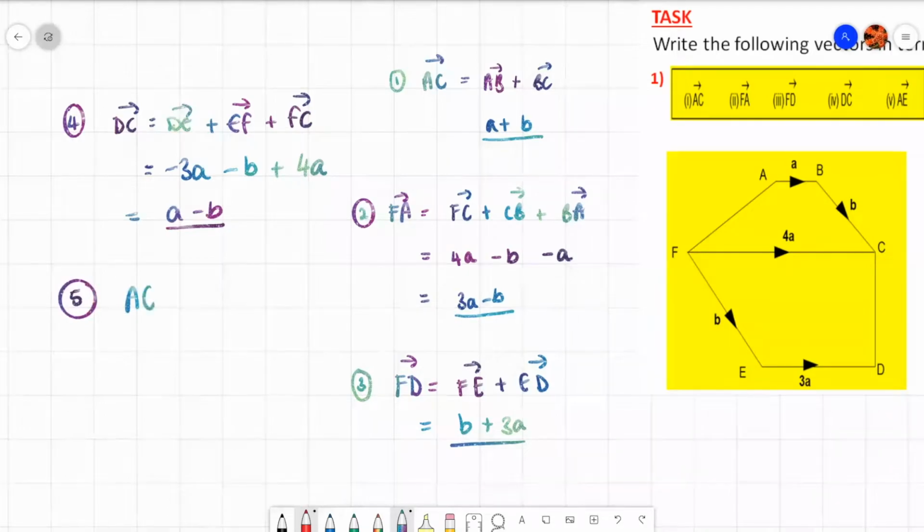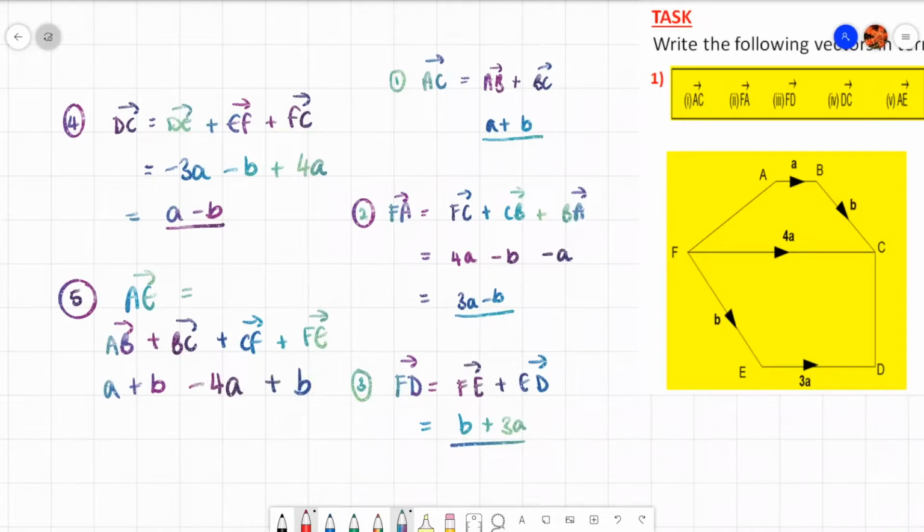Okay, and last one, A to E. I'm going to have to go, write it down below, A to B plus B to C plus C to F plus F to E. The little arrows on the top just mean direction. A to B is A, plus B to C is B, plus C to F opposite direction, which is minus 4A, and then plus B. Let's simplify. Minus 4A, add another A is minus 3A, and B plus B is plus 2B. And there we are. We have worked out our paths using directions.